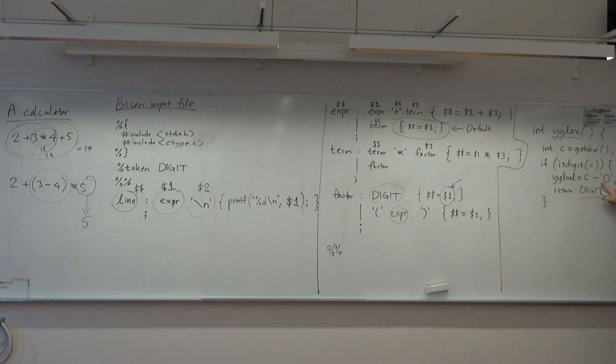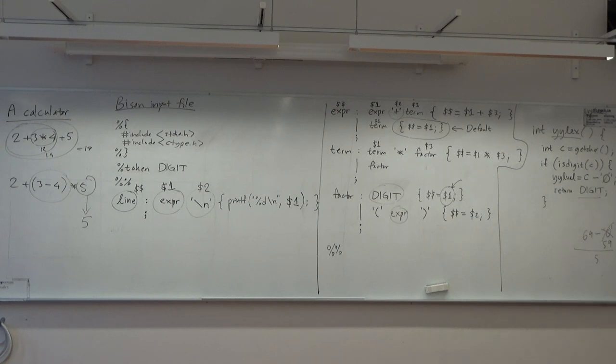Here, I subtract the character code for the character 0. So if the character code for 5 is 64, and the character code for 0 is 59, well, 64 minus 59 is 5, so the result will be 5. And if you have an ASCII table, you can look up what the actual character codes are.